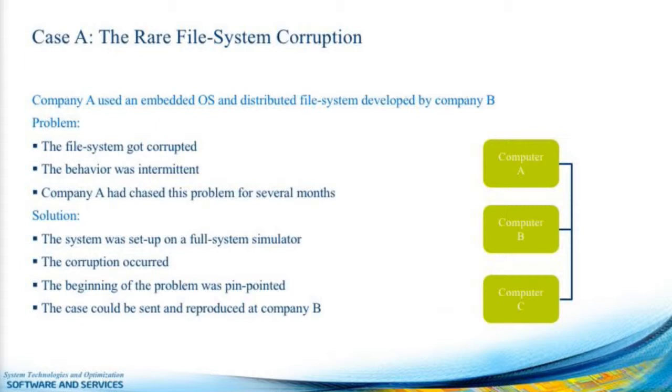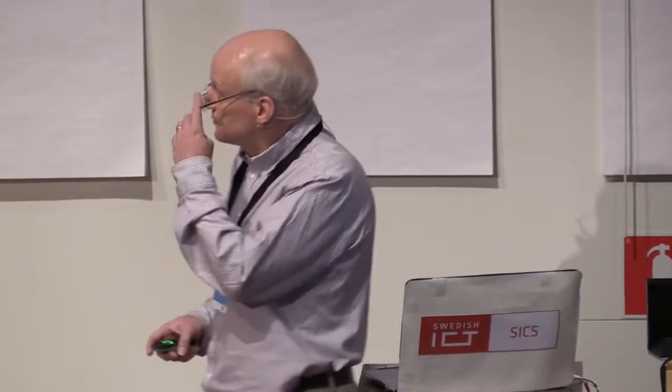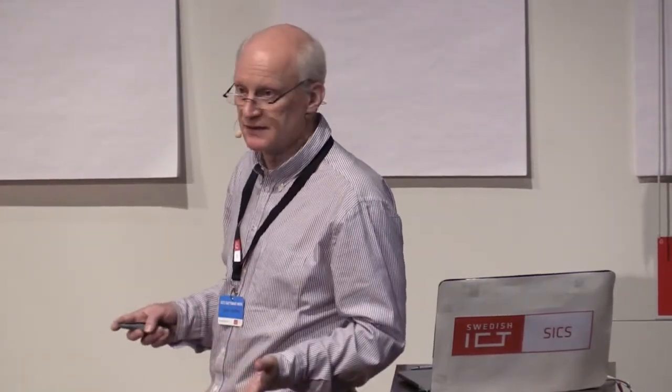So the problem was the file system got corrupted. The behavior was intermittent, and they've been chasing this for months. I don't know exactly how many. I think it was 3 months or more. And of course, this was a big problem for them, right? So finally, they said, all right, we want to find this problem. We can't have a file system that gets corrupted every now and then.